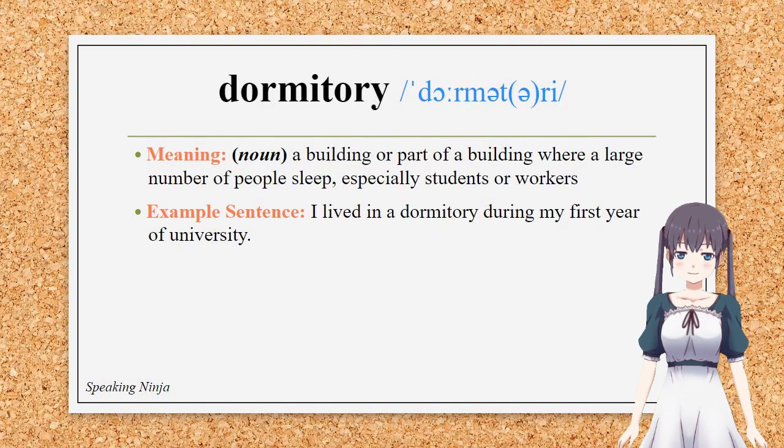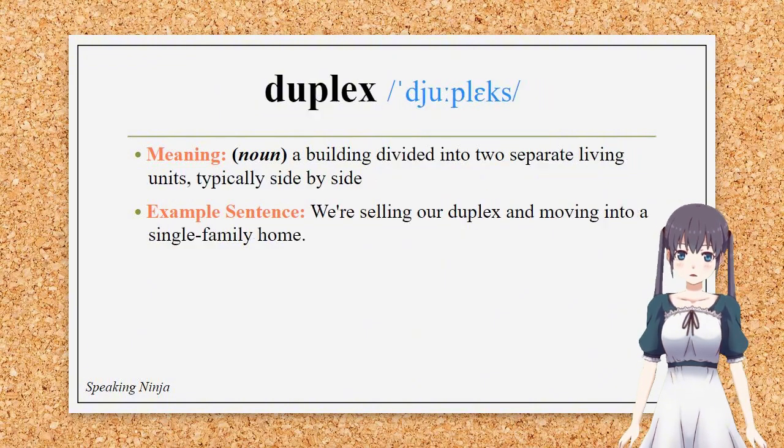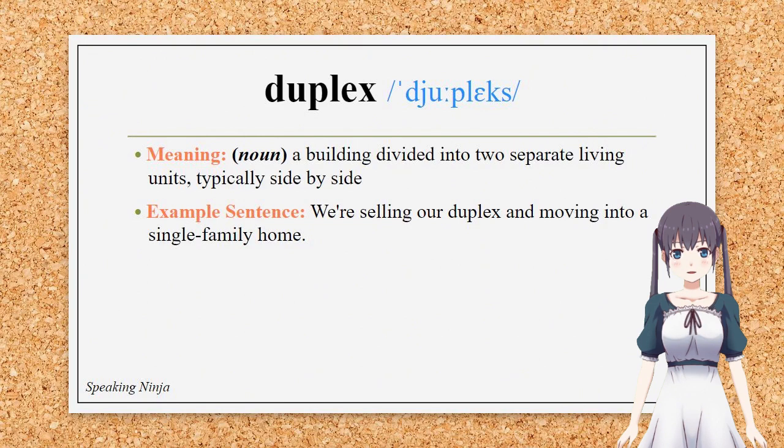Now, let's explore dormitory, a building where many people, typically students or workers, live in shared rooms. It's a place where friendships blossom and memories are made. Next, we have duplex, a building divided into two separate living units, often with mirrored layouts. It's like having two homes in one.